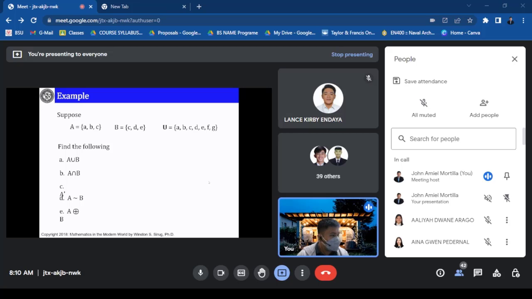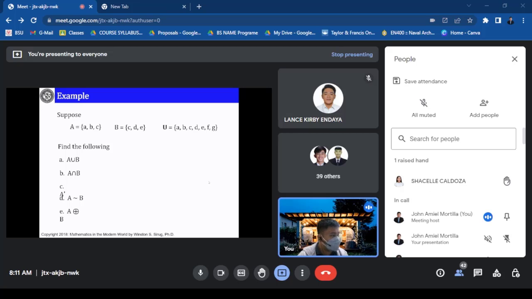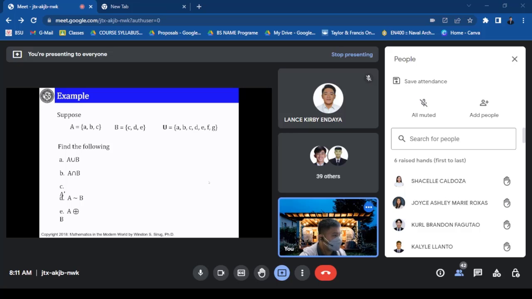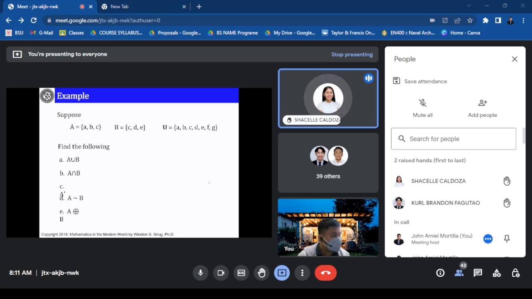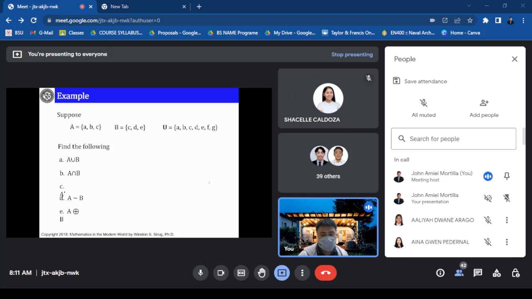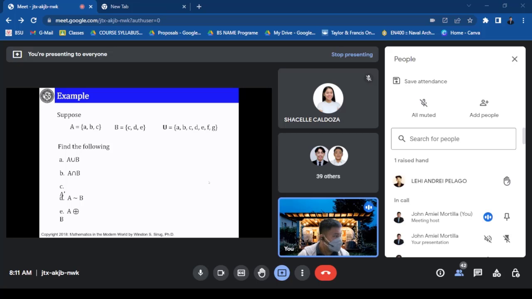So, how about letter B? A intersection B. Okay, Shazel? A intersection B is equal to C po. Okay, so A intersection B is equals to C. So, letter C. What is letter C? Okay. Andre?